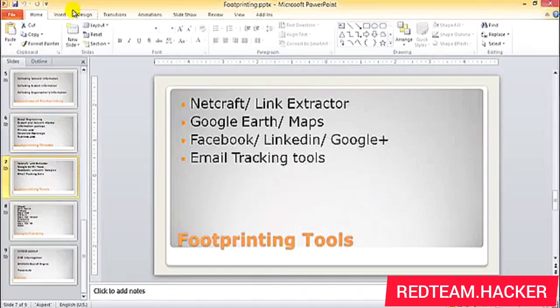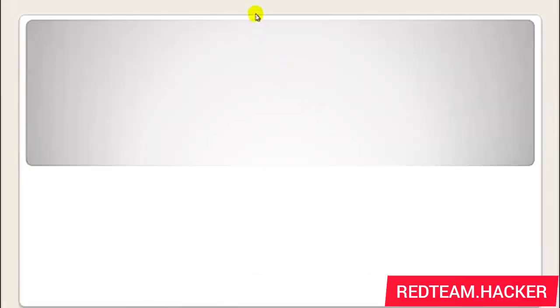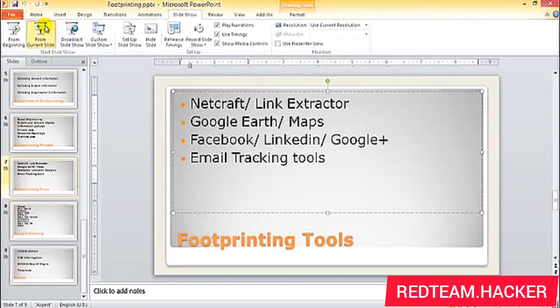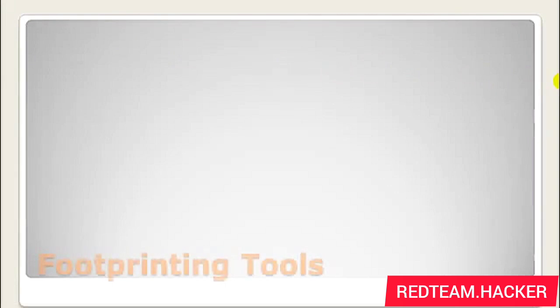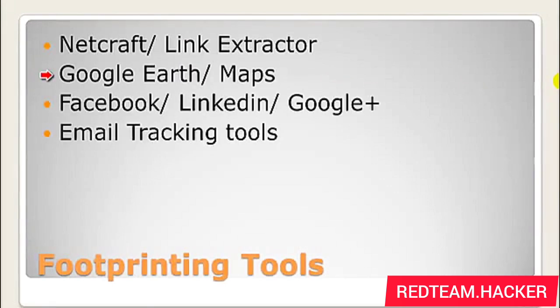After that, what we have over here would be Google Earth, Maps, Facebook, LinkedIn, Google Plus, and email tracking tools. I'll give you deep detail about how Google Earth and Maps can be useful, and you may have no idea that it's used to gather information, or you can even look into a specific organization to get the location of a specific place.